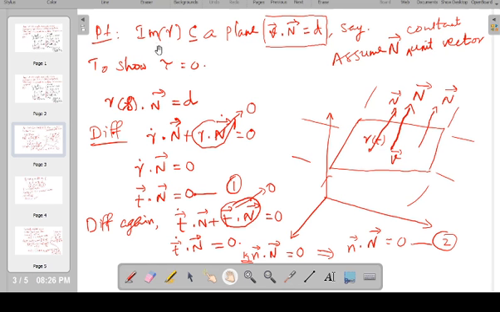Now the assumption that image of gamma is contained in this plane means that v can be chosen as gamma of s. So gamma of s inner product with n equal to d. Now you differentiate. So gamma dot inner product n plus gamma inner product n dot equal to derivative of the right side, 0.